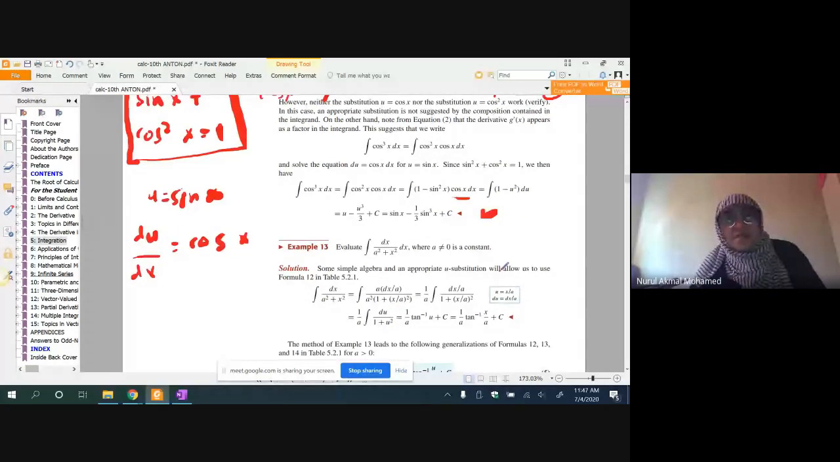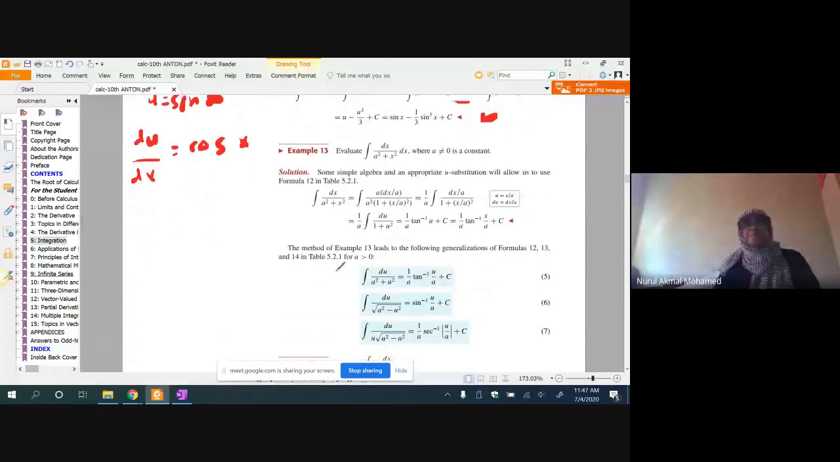Okay, example 13. Evaluate the integral of dx divided by a squared plus x squared, where a is not equal to 0 and is a constant.